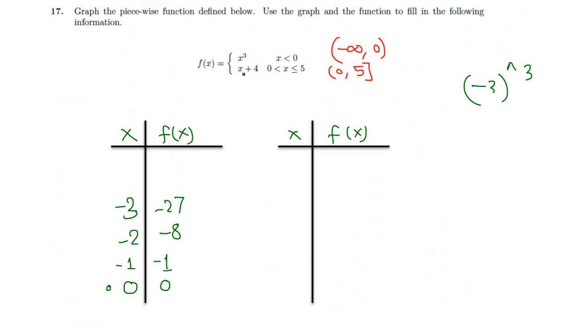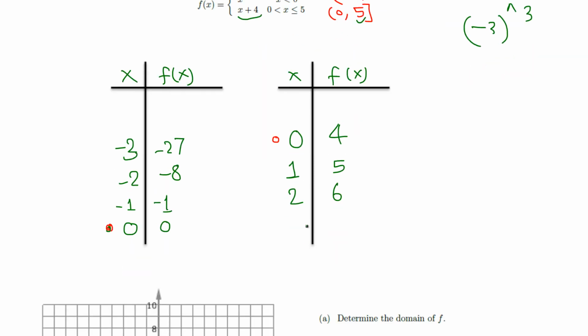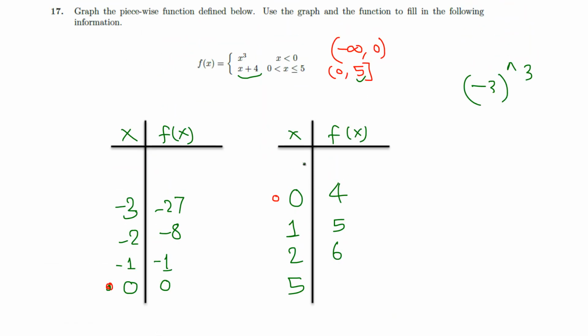For the second, we have x plus 4, from 0 to 5. So I'm going to put 0, though 0 is not in the graph, so I'm going to put a circle next to it. This is not on the graph, but we need to take reference of this. So at 0, this is the function, right? 0 plus 4, 4. At 1, 1 plus 4, 5. At 2, 2 plus 4, 6. And it goes all the way to 5. Okay, 5 plus 4, 9.